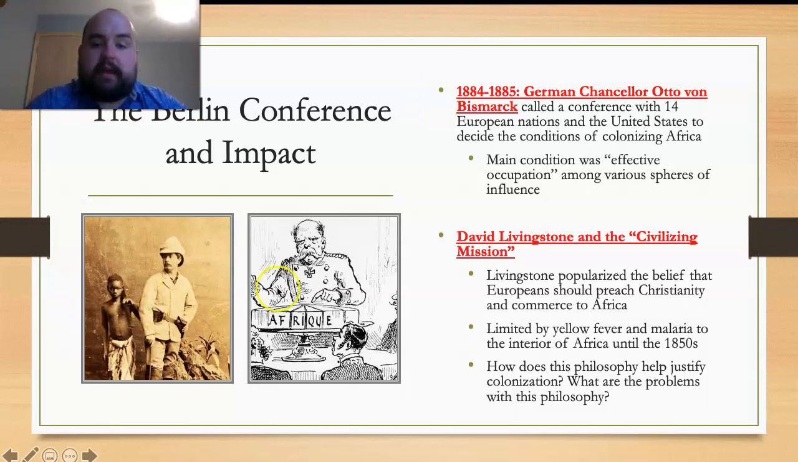This led to many people like David Livingstone, who popularized the civilizing mission. He was one of the initial explorers and missionaries into Africa who argued that Europeans should preach Christianity and commerce to Africa. So essentially, we should lift them out of spiritual darkness as well as lifting them out of economic darkness and ignorance. He was initially limited by yellow fever and malaria in the interior of Africa, but with improving medical conditions and increased immunity, was able to get into the interior by the 1850s. Now, this of course did occur a little bit before the actual Berlin Conference, but why would this philosophy later be used to justify colonization?